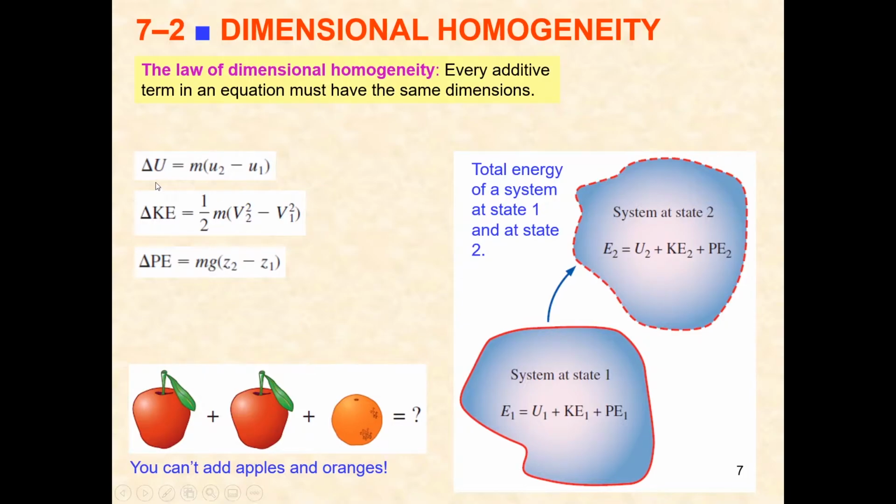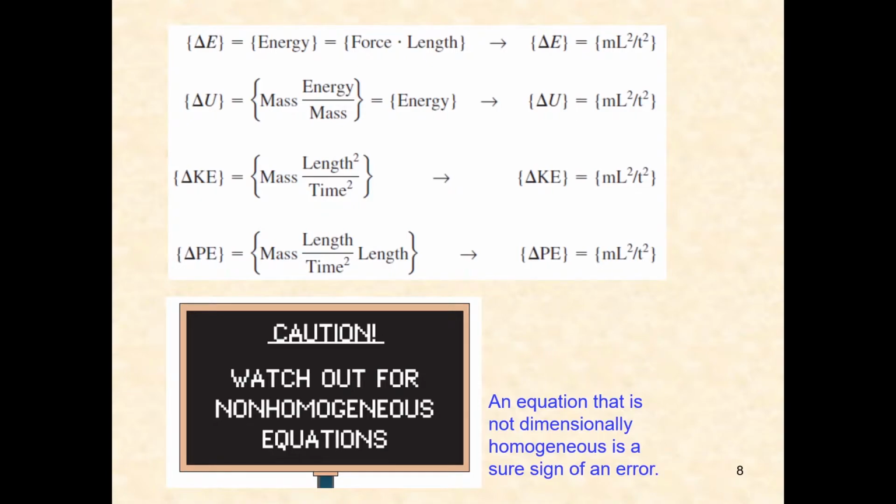Like here, these are all energy terms. From here you can see the equation with the parameters U, KE, and PE. If we check the dimensions, this is what we will get. For this, we get ML squared over T squared, and the same goes for delta U.